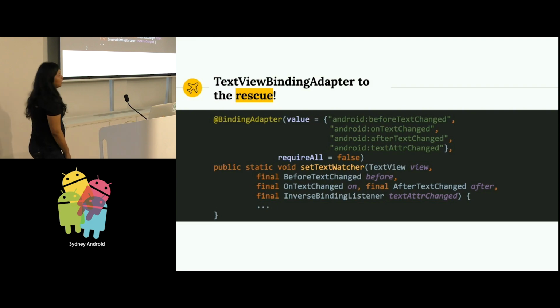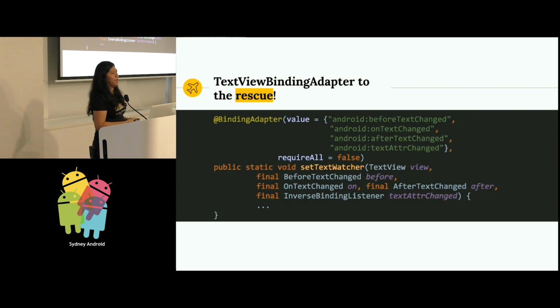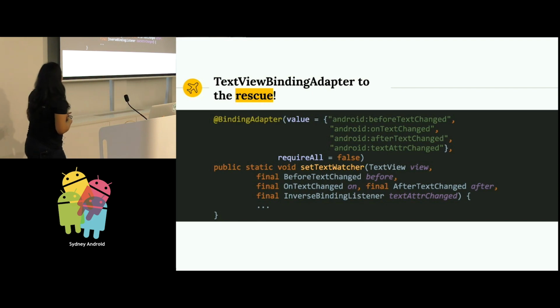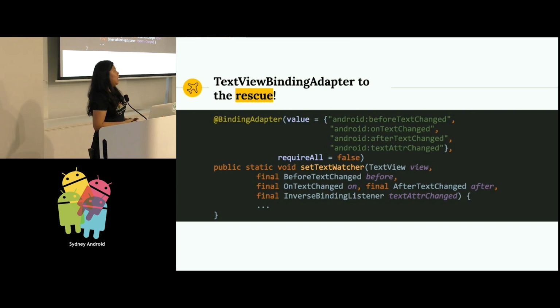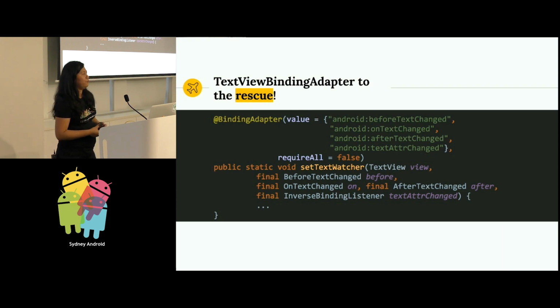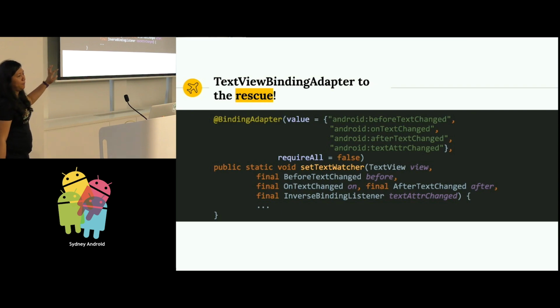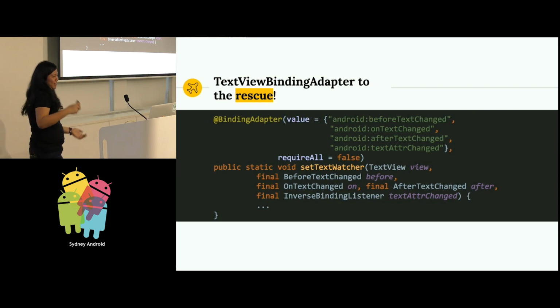One thing I find very useful while learning data binding is to look at the framework implementation of stuff. If you go to TextViewBindingAdapter, if you Command-Shift-O for it, this is the framework implementation, and it has a lot of examples on how to do things. If you search for afterTextChanged within it, there is actually an implementation for a text watcher, which is exactly what we want.